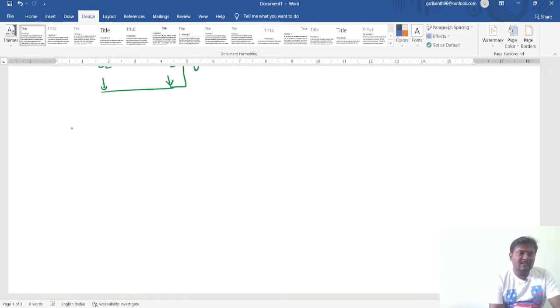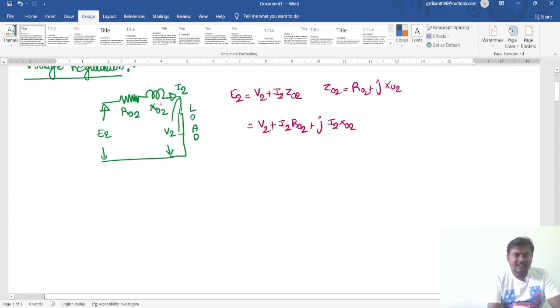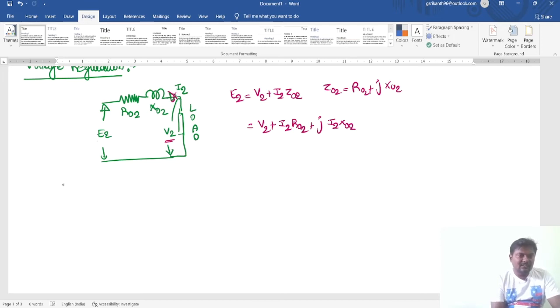The voltage regulation can be defined as the change in secondary terminal voltage from no load to full load. That means here the switch is provided. If the switch is under open circuit condition, let us say the voltage will be E2. The terminal voltage V2 is equal to E2 under no load condition. Under no load condition, the I2 value is 0. Substitute here, this V2 is equal to E2.